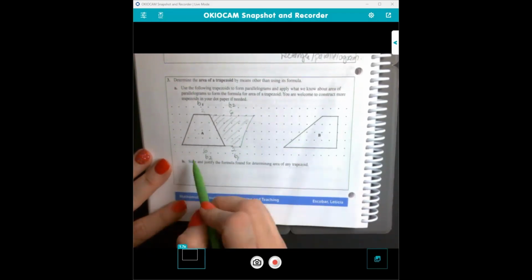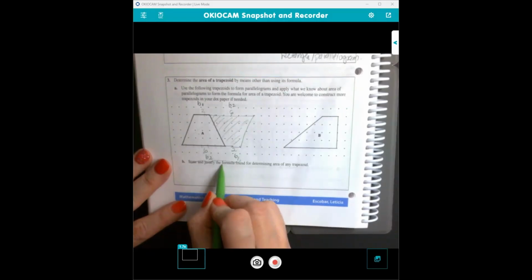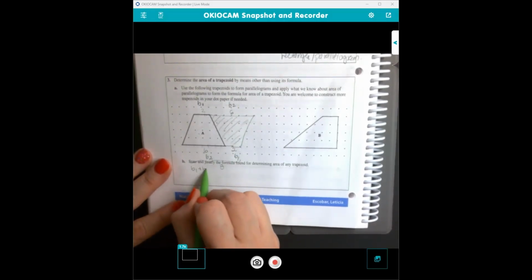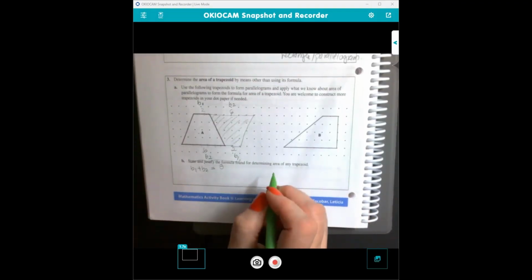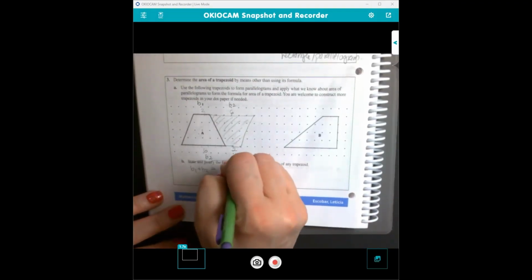The base of the parallelogram is going to measure 8, right? Because this is 6 plus 2. So what we're doing is B1 plus B2 is going to give you what we're going to call B, okay? This is what we're going to call B.